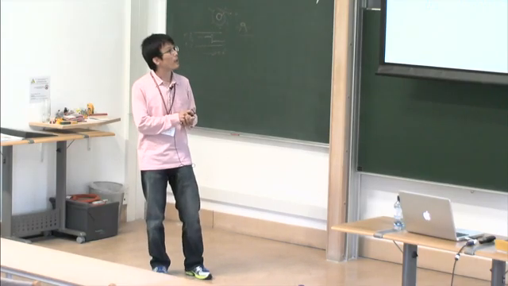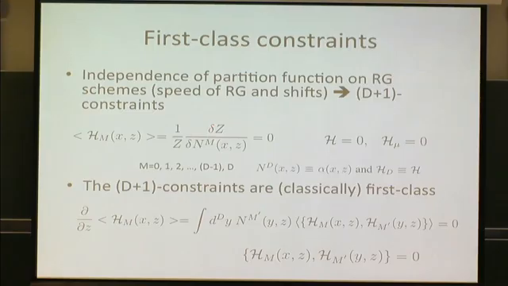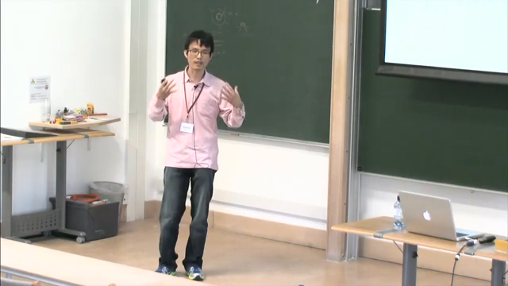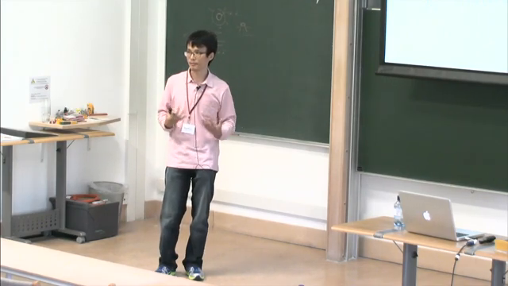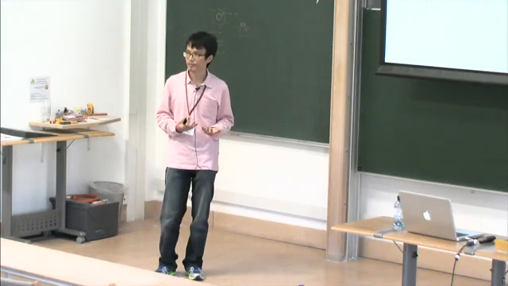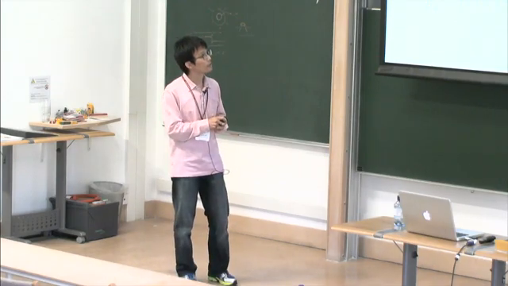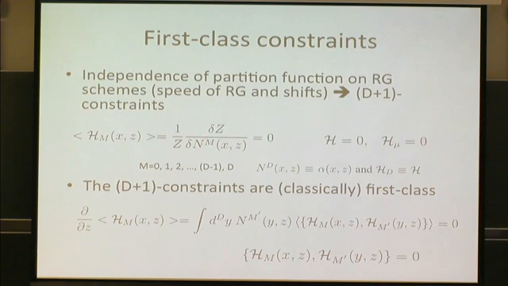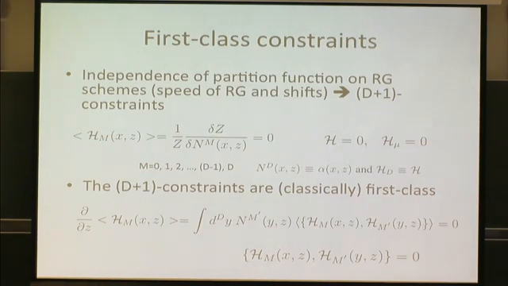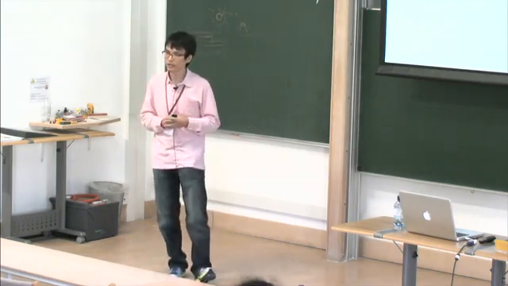In other words, my partition function is independent of the speed of RG that I have chosen, and it's also independent of the shift that I have chosen. So these are pure gauge freedom. These are RG prescriptions, and whatever RG prescription you choose, if you do it exactly, you have the same partition function. That means the partition function should be independent of your choice of lapse and shift, and that means the coefficients of this lapse and shift are actually constrained. They vanish on shell. Inside the average, they have to vanish.